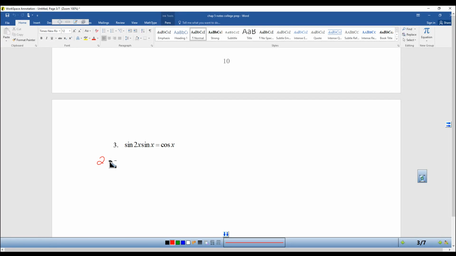Instead, you want to set it equal to 0 and then factor. So again, I'm going to make this 2 sine x cosine of x times sine of x. And then I'm going to subtract cosine of x from both sides. Never eliminate a variable. I am going to take a cosine out of both of them. And when I do this, I'm left with 2 sine times sine, which of course we can write as 2 sine squared, and I'm left with 1.